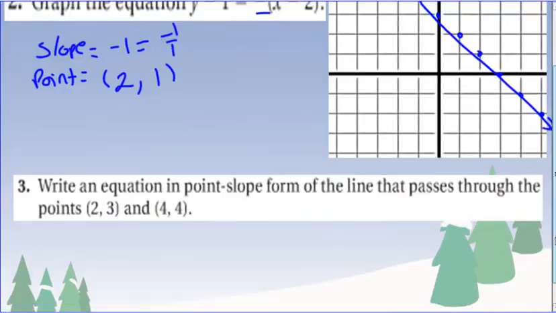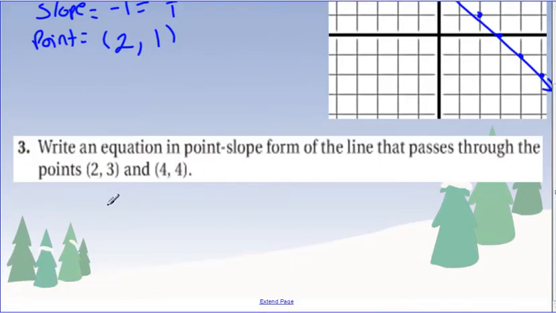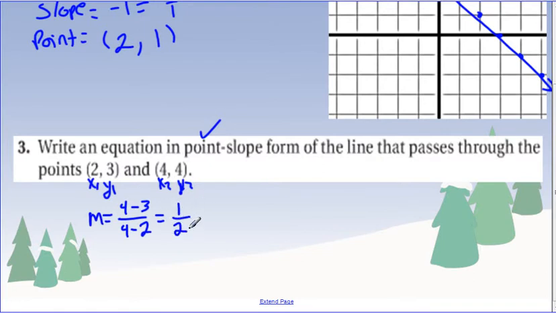Number 2, write the equation in point-slope form that gives us 2 points. So you need 2 things. You need points, which we have. You need slope, which we don't have. So let's find it. X values, y values, so we find slope. M equals y2 minus y1 over x2 minus x1, giving you 1 over 2. Yeah, and that would be our slope, 1/2.